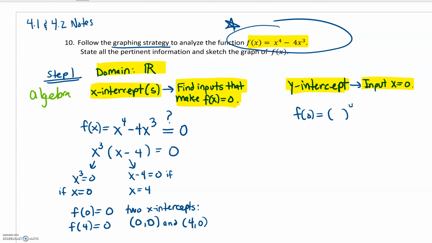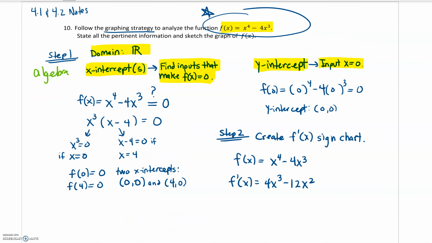So I have input to the 4th power minus 4 times the input cubed. And if I input zeros, I get 0. And I know that just because we already found that x-intercept. If the x-intercept's at the origin, that's also your y-intercept. So yeah, we just have one y-intercept, and that's going to happen at the origin (0, 0). Okay, so we finished step 1. So now we move on to step 2. Now the calculus starts because step 2 tells us we need to create the first derivative sign chart.